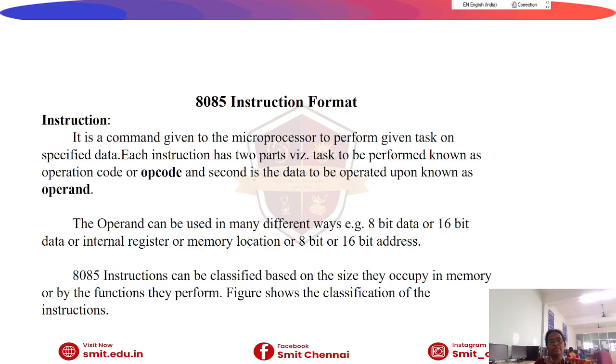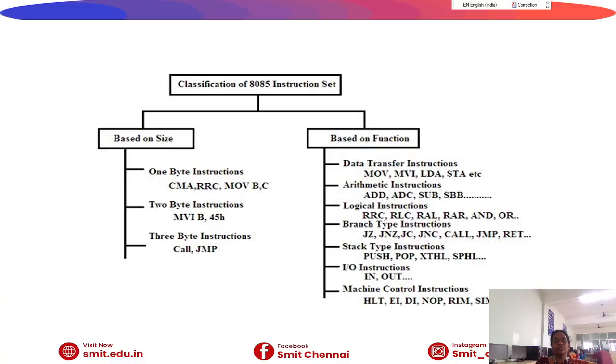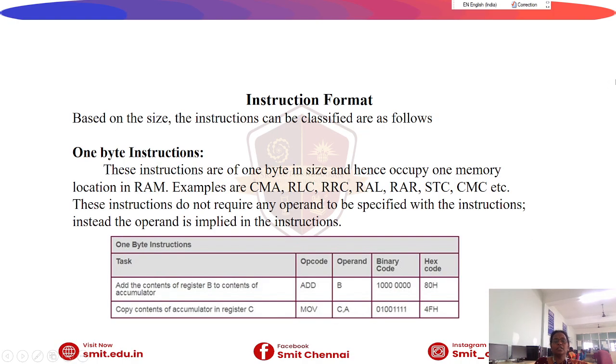8085 instructions can be classified based on the size they occupy in the memory or the function they perform. The figure shows the classification of the instruction. This is the classification of the instruction in 8085 based on the size and based on the function. Based on the size, it has been classified as 1-byte instruction, 2-byte instruction, and a 3-byte instruction. Based on the function, that can be classified as data transfer instructions, arithmetic instructions, logical instructions, branch type instructions, stack type instructions, input output instructions, machine control instructions. Let us see in detail.